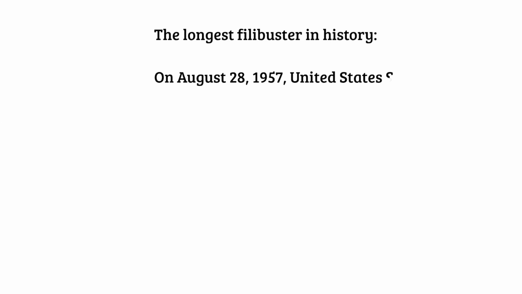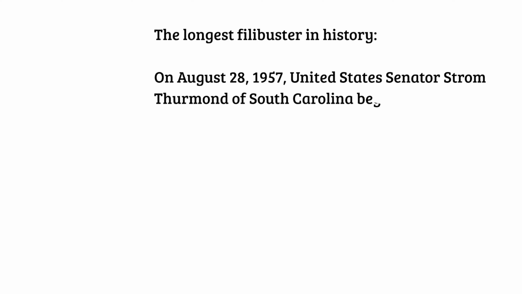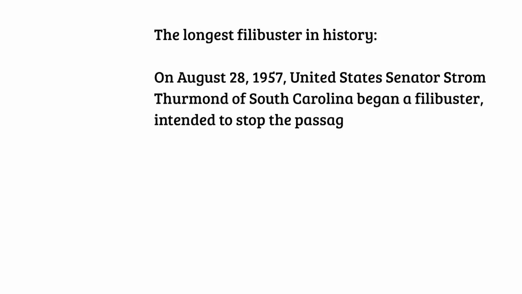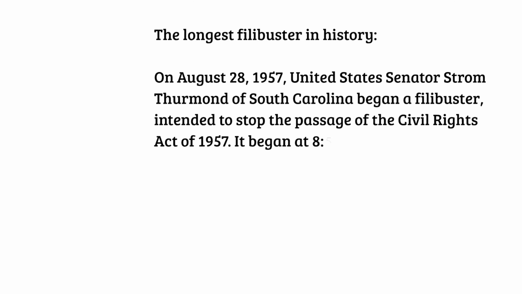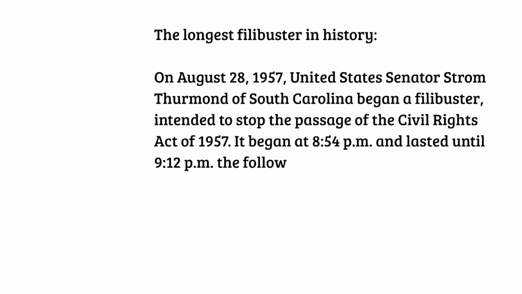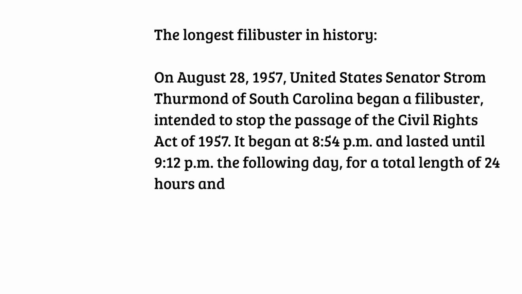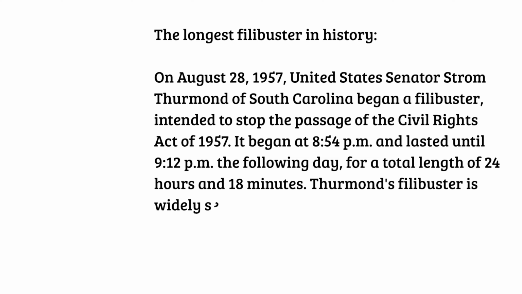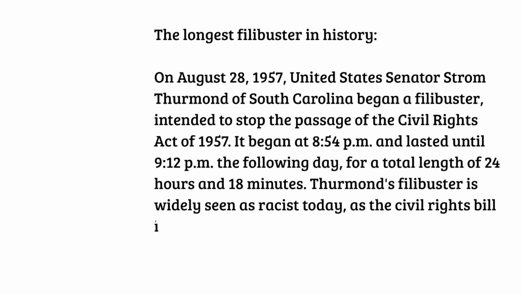On August 28, 1957, United States Senator Strom Thurmond of South Carolina began a filibuster intended to stop the passage of the Civil Rights Act of 1957. It began at 8:54 p.m. and lasted until 9:12 p.m. the following day, for a length of 24 hours and 18 minutes.